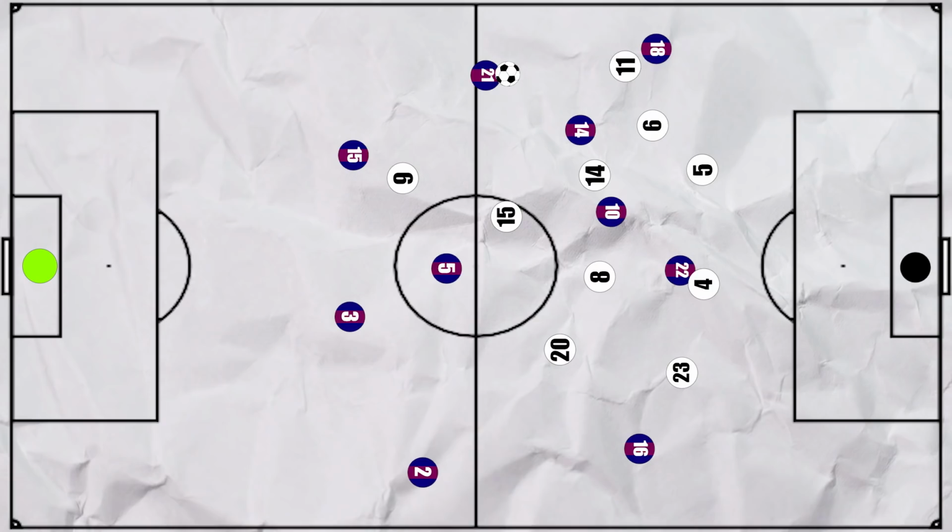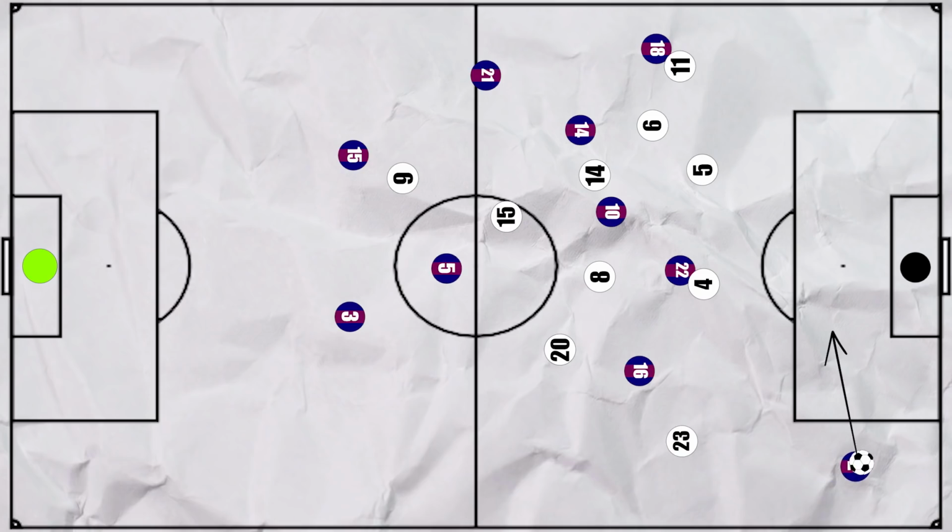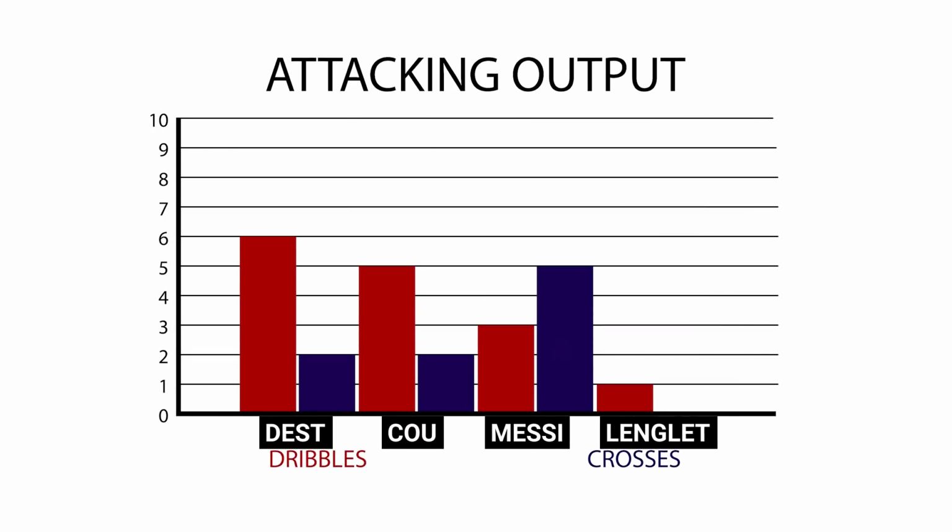And this left-hand side overload also meant that Real were often dragged across the pitch. Pedri would often push narrow to take Ferland Mendy with him, and this freed space for Dest to move into and receive the switch. And one-on-one, Dest was willing to take on his man and then attack the byline to look for the cutback. His 6 dribbles were a game high and were backed up by 2 attempted crosses.